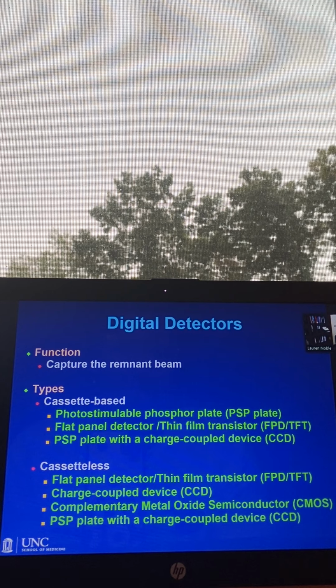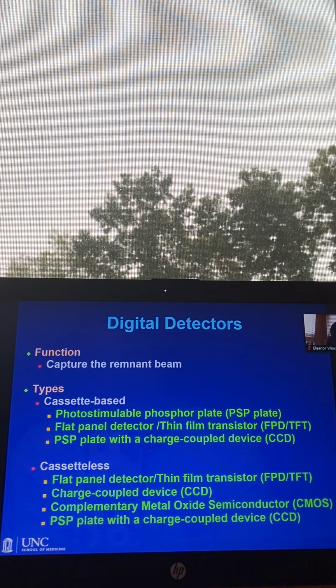All right, so with digital detectors, the function of a digital detector is to capture the remnant beam. Now, you all remember, where is the remnant beam coming from? I can't get more simplistic than this type of question. Where's that remnant beam coming from? The tube. The patient. And by the way, the remnant beam consists of what 2 things? Transmitted and scattered. Exactly. Transmitted photons and scattered photons. That's our remnant beam.